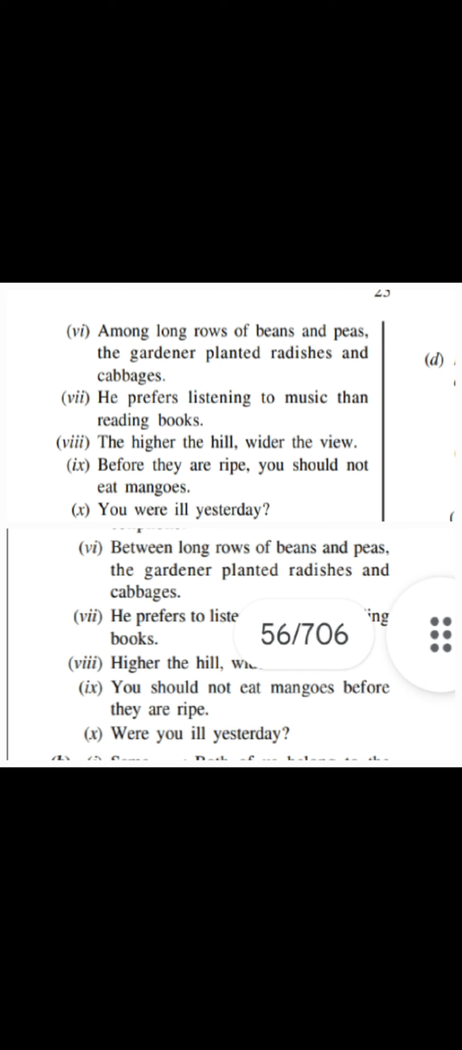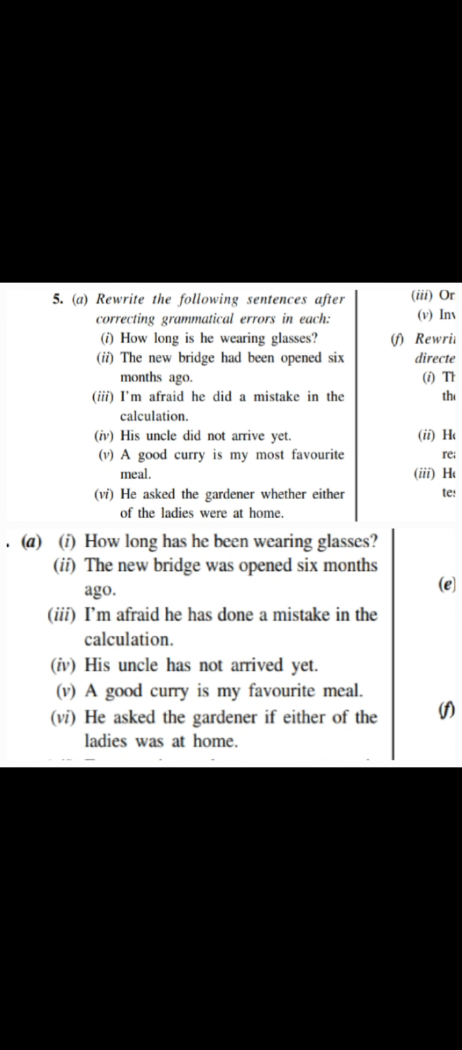All right. Then you were ill yesterday. So this is a question mark. So no, it's incorrect. Were you ill yesterday is the correct way of asking a question. All right. Then the next set of questions. 5A ka first wala.